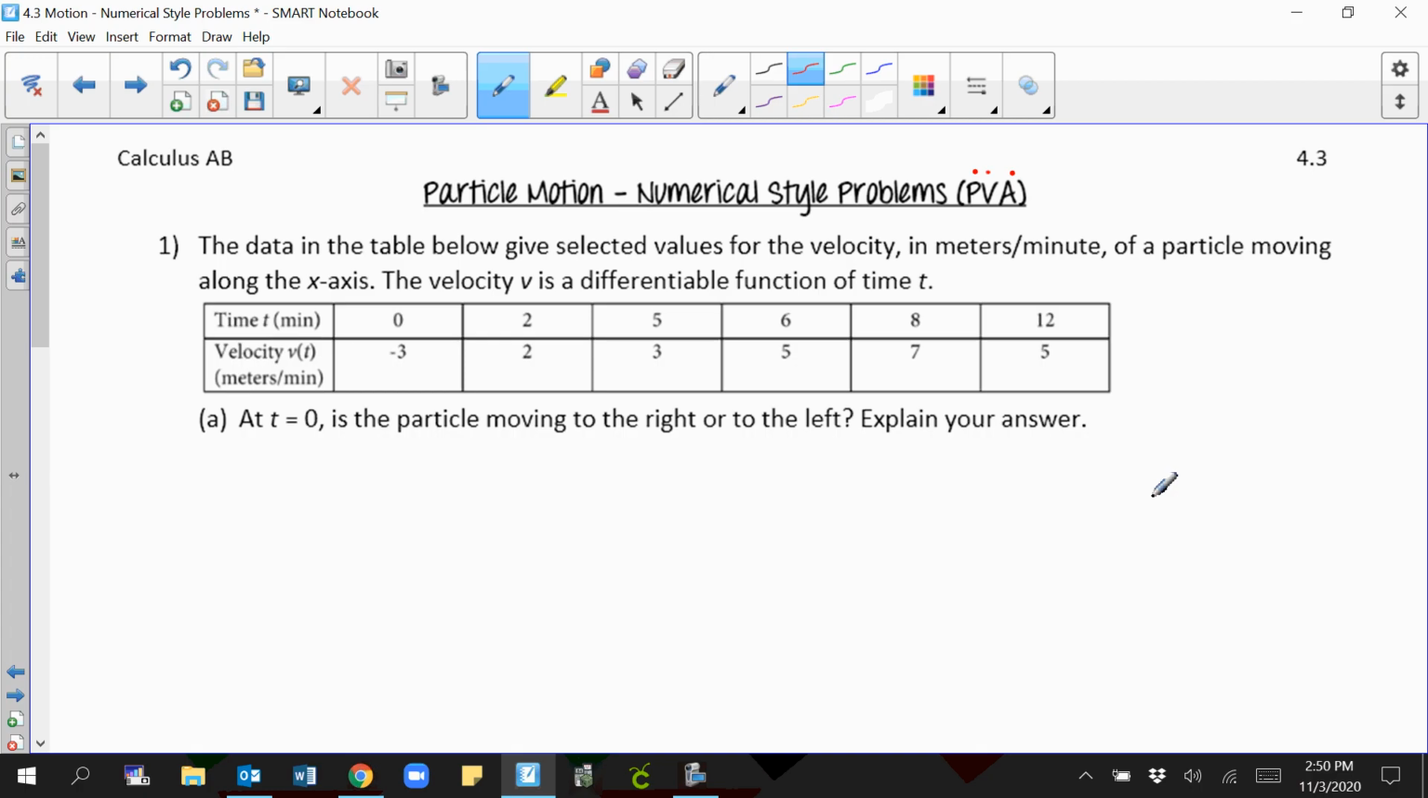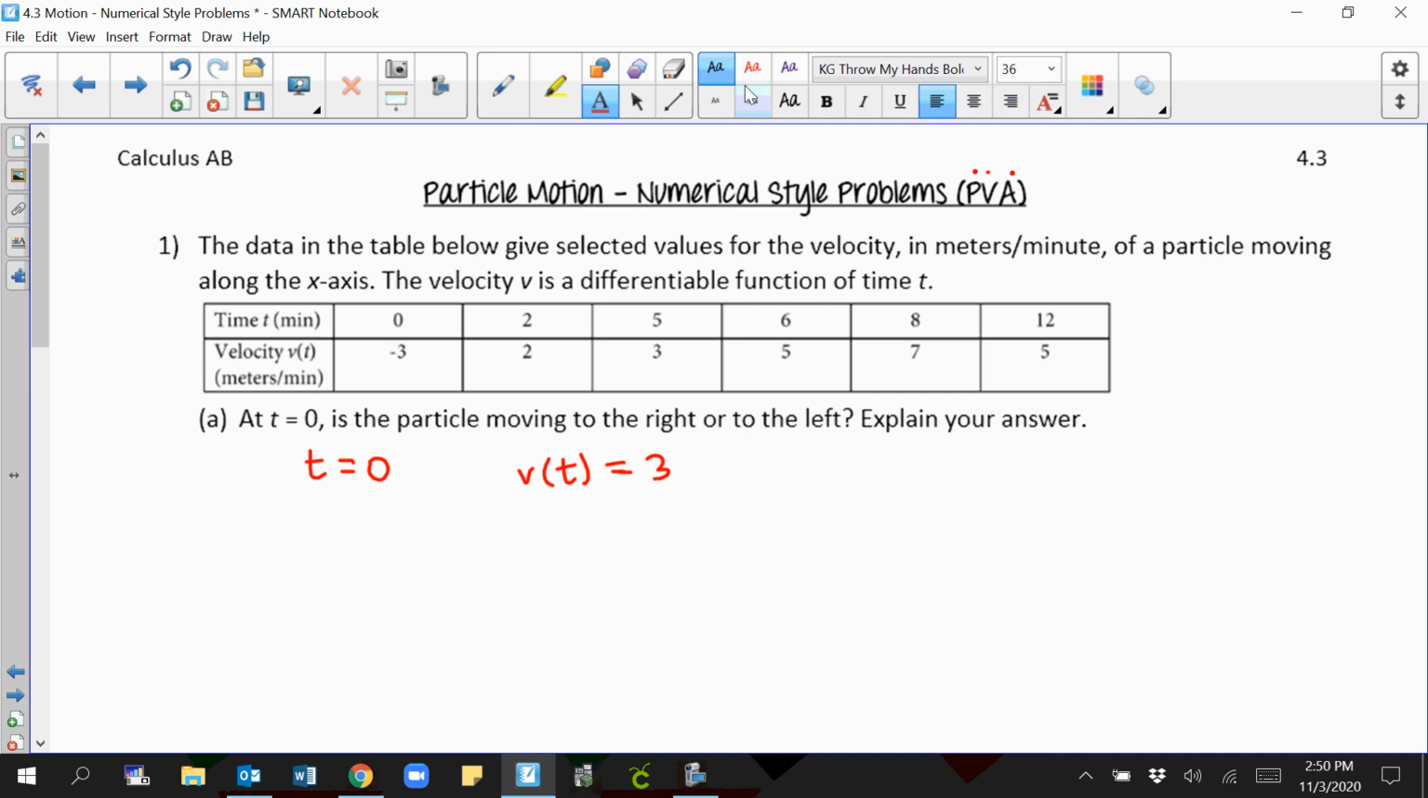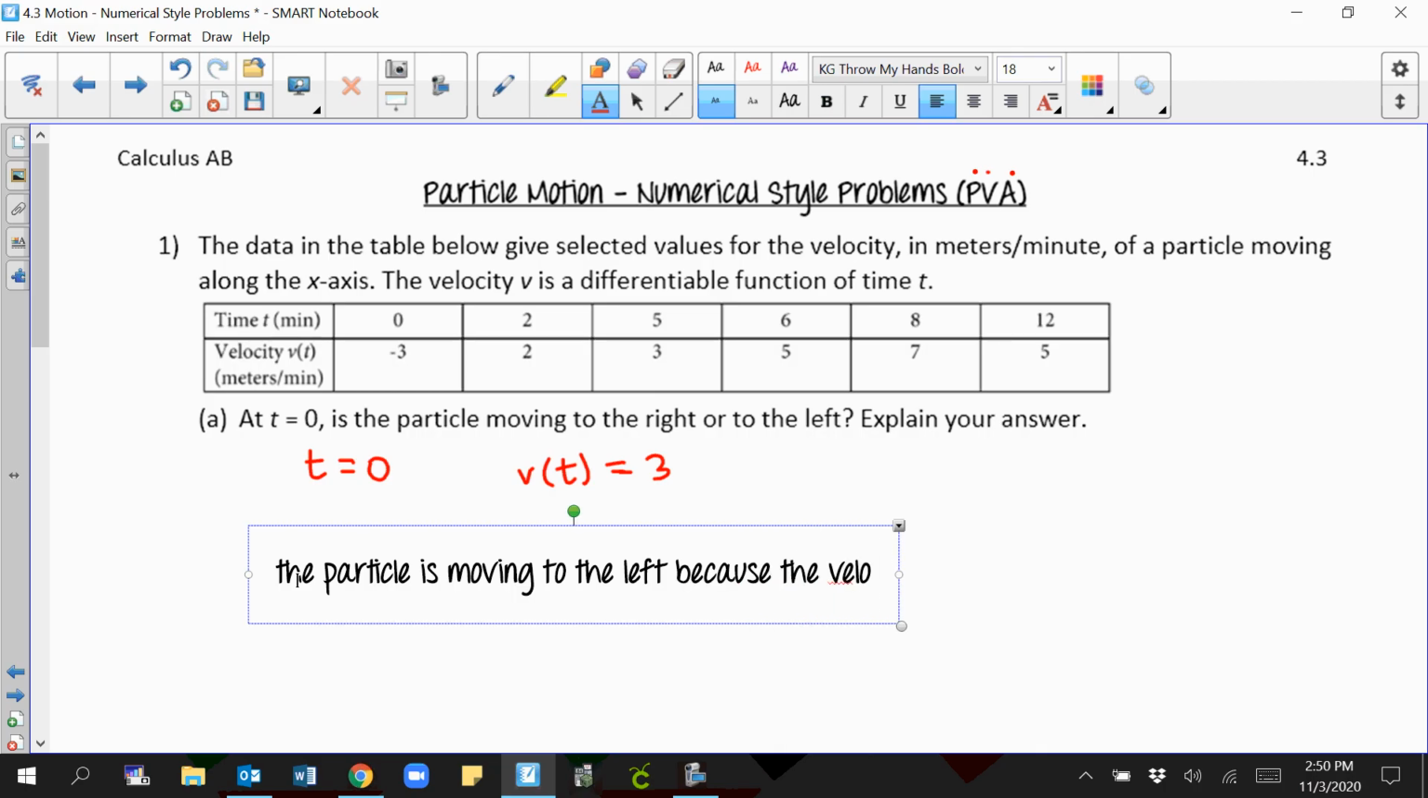Explain your answer. So remember, it is moving to the right if our velocity is positive, and it's moving to the left if our velocity is negative. If I look at my table right here, at t equal to 0, my velocity v of t is equal to -3. I'm actually going to type this so you guys can read it. What that means is that the particle is moving to the left because the velocity at time t equal to 0 is negative. So that would be explaining our answer. It's moving to the left because our velocity is negative.